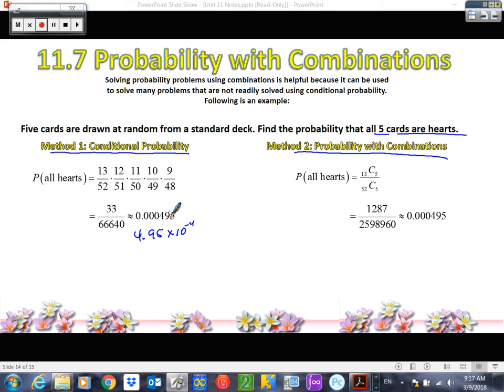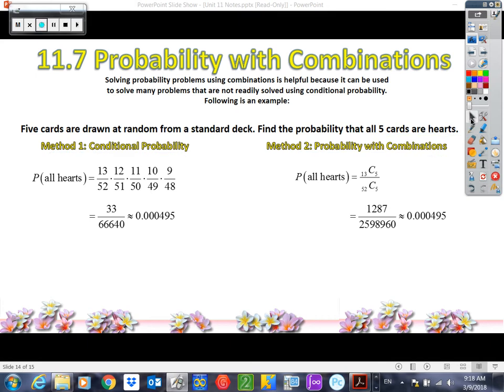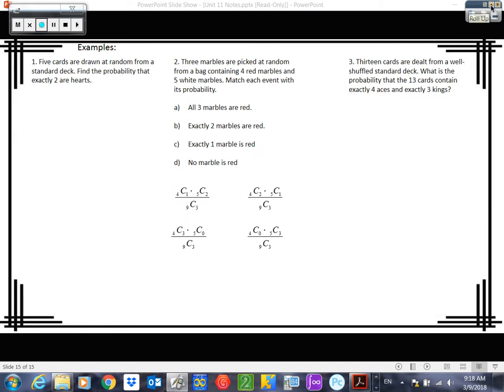Okay, so let's go ahead and go to the second page. And we're going to practice this technique. We're going to do probability with combinations. All right, so let's look at our first example. We have 5 cards drawn at random from a standard deck. Find the probability that exactly 2 are hearts.